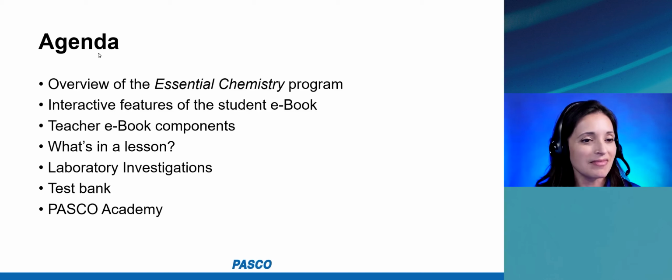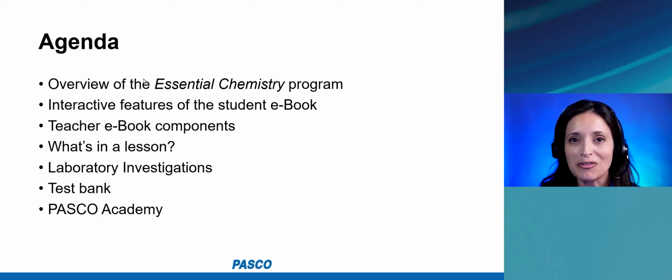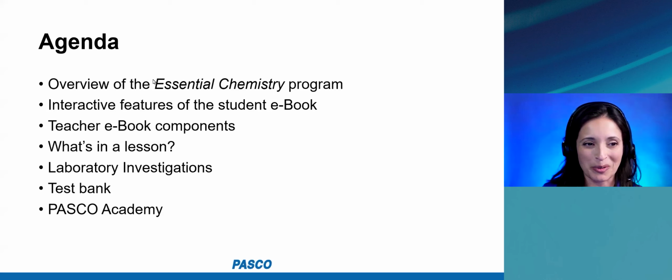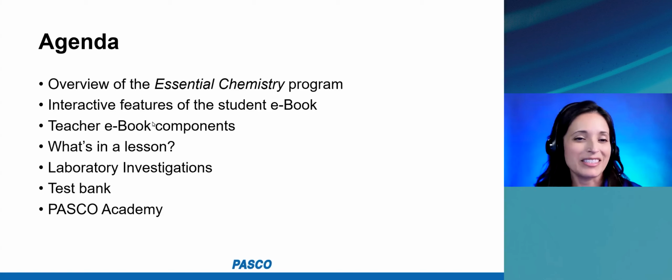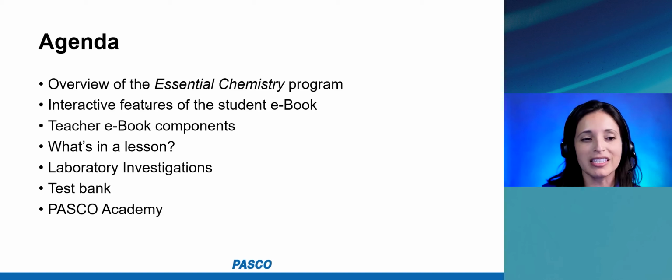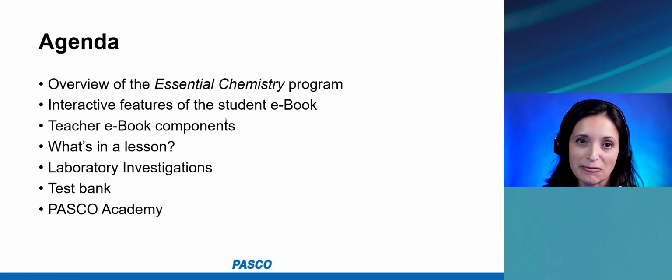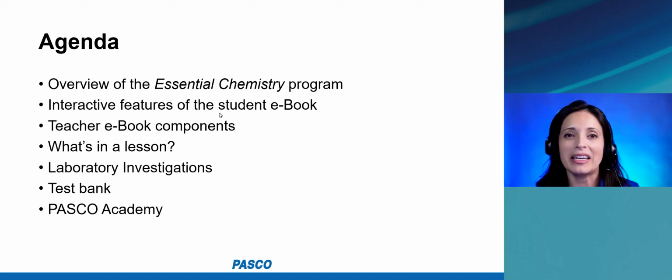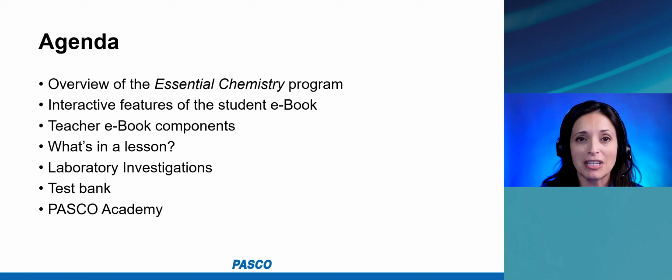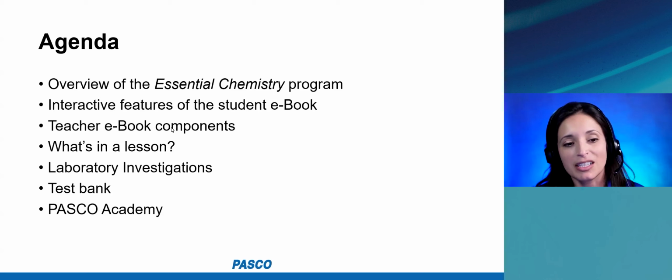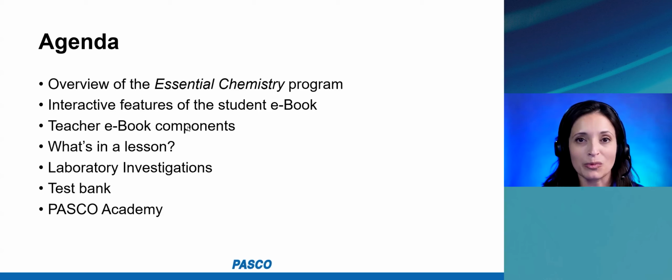Now, here's what we're going over today. We will be looking over the Essential Chemistry Curriculum program. What's in it? What's it all about? How do you use it? Within that program, you'll see how the student textbook is different from a regular, handheld textbook. We'll look at the interactive features of the digital book. We'll look at the teacher book, which is available digitally. We will look at the components of a lesson.